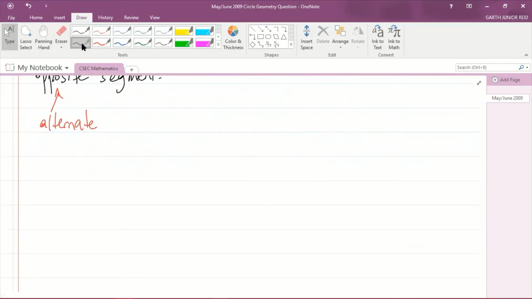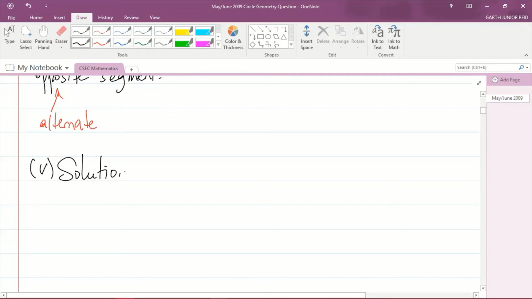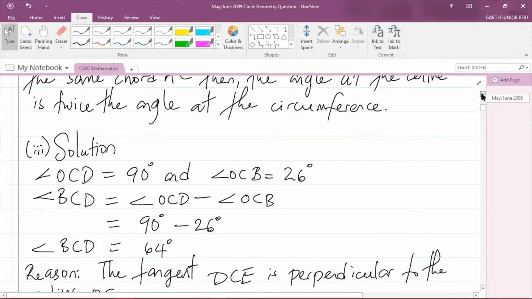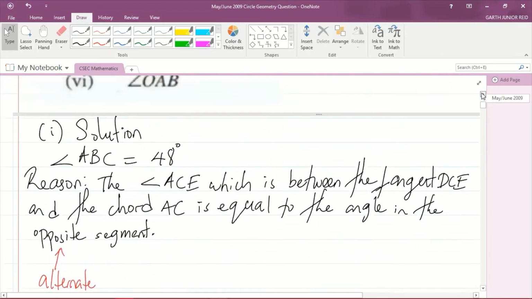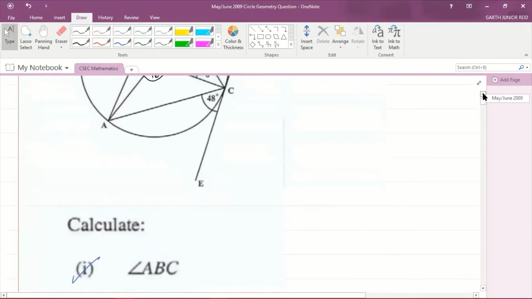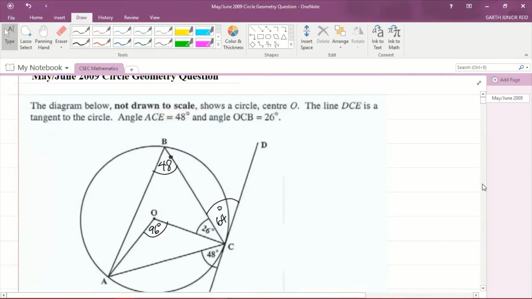I'm now going to write part 5 solution here. So part 4 of the question is now completed. Let's just look at what they have asked us for part 5. So part 4 is completed, and we're now going to look at what they have asked us for part 5, which is the angle OAC. Just look for it here. The angle OAC.